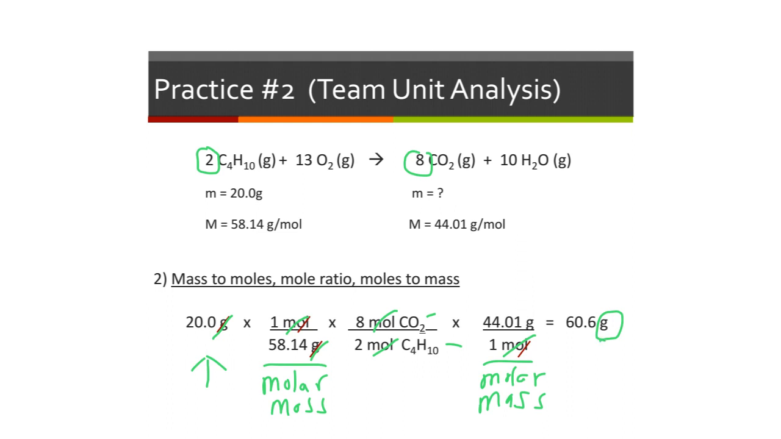So the final answer is that we have 60.6 grams of carbon dioxide formed when we combust 20 grams of butane. So this unit analysis method takes a little bit of a while to set up, but it is easier to do mathematically because we only need to do one set of calculation.